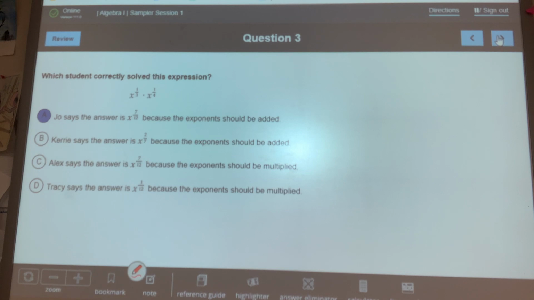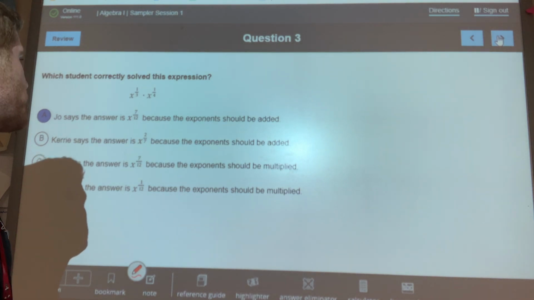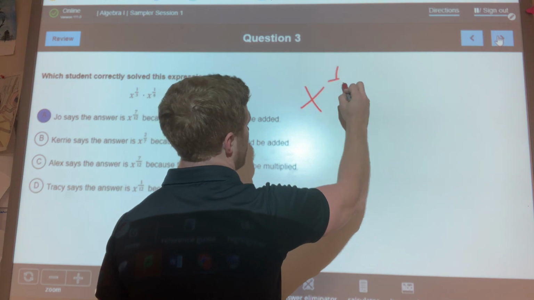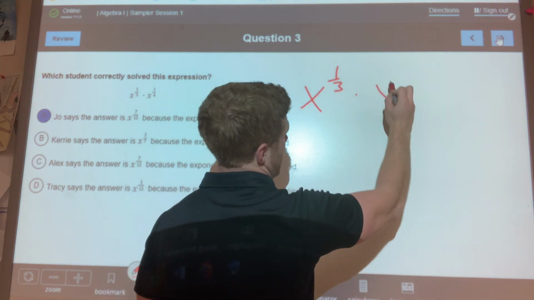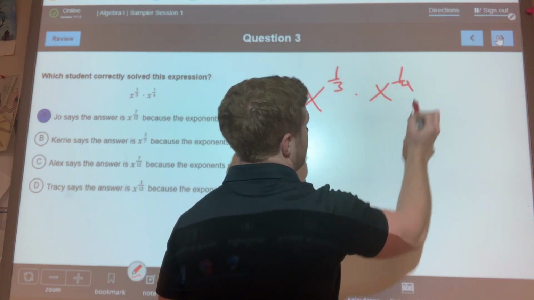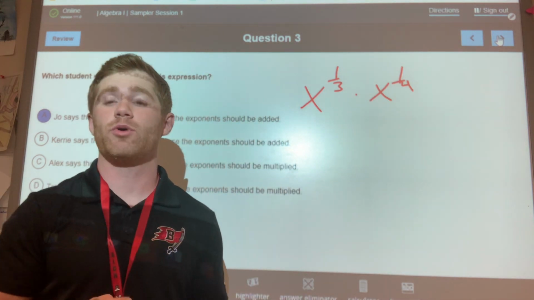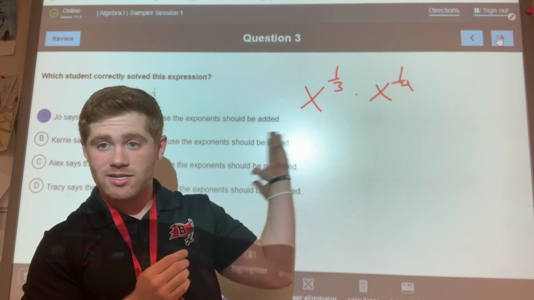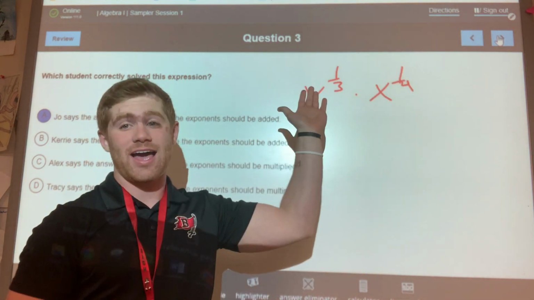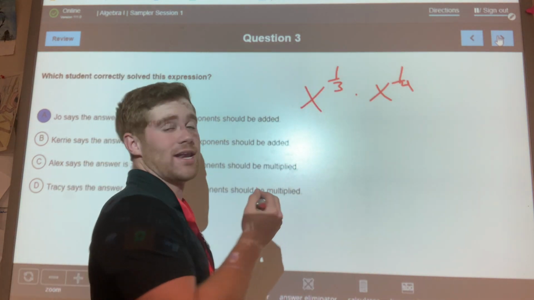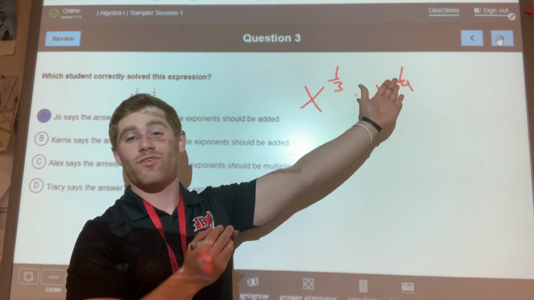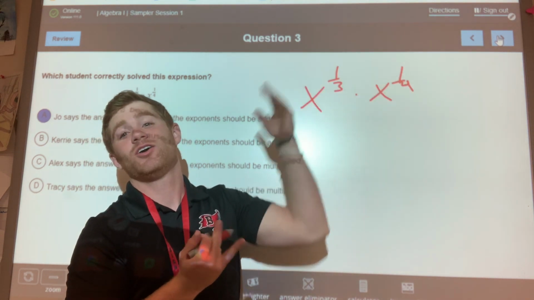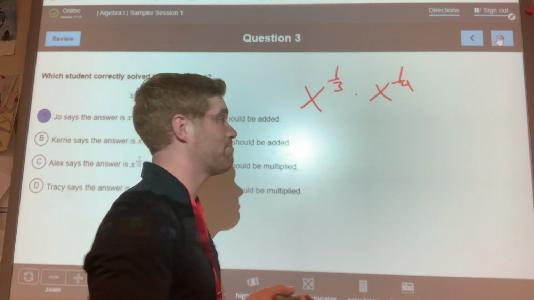Okay, it says which student correctly solved this expression? Okay, so on this one we have x to the 1/3 times x to the 1/4. If you remember the rules of exponents, when we multiply with the same base, aka the x, I just add the exponents. So right now, I have to try to add 1/3 and 1/4. And I say, hey, Mr. Fourth, that makes no sense. How do I do that? You have to make the denominators the same.